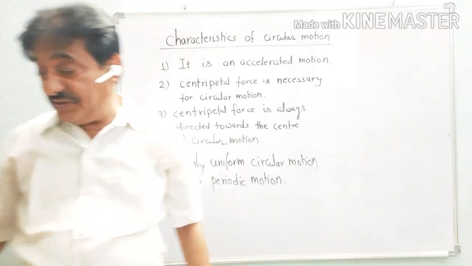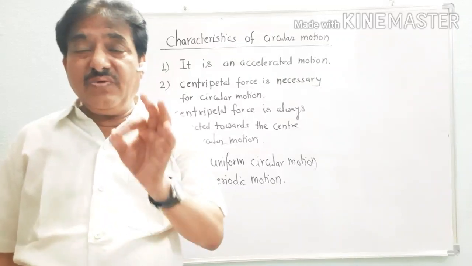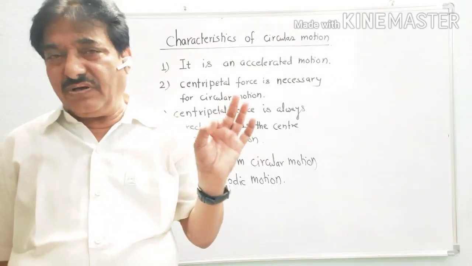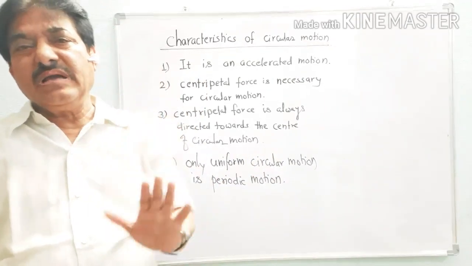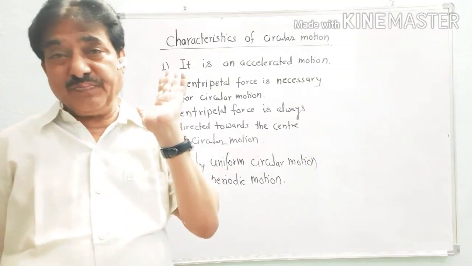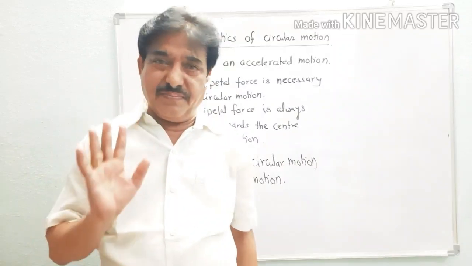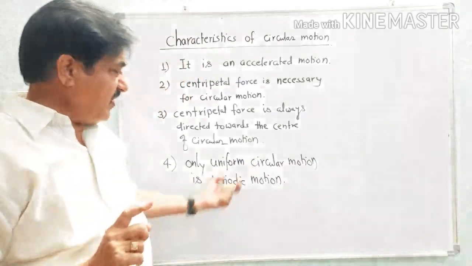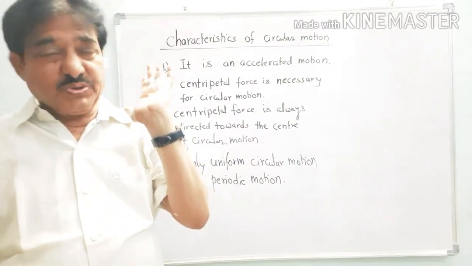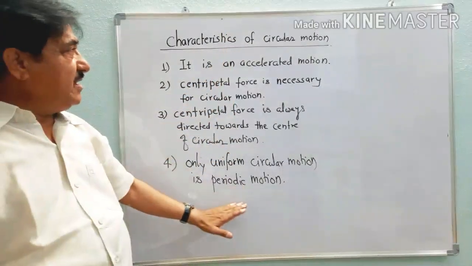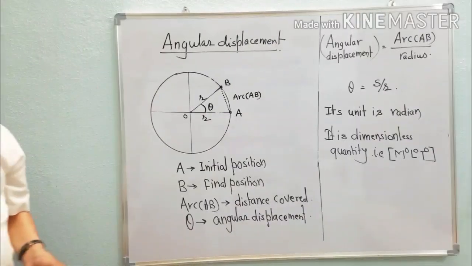And the last characteristic is that only in uniform circular motion, not in other types of motions, it is a periodic motion. It completes one revolution in a particular interval of time. So, uniform circular motion is also known as a periodic motion. So, these are the four characteristics of circular motion. After that, the next article is angular displacement.